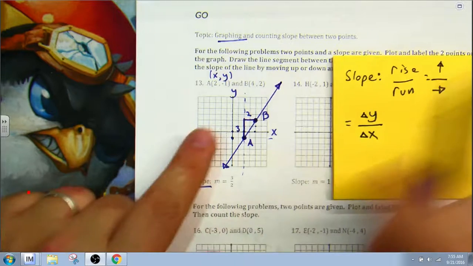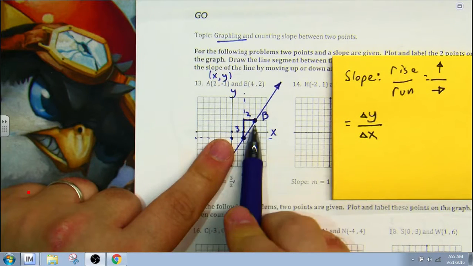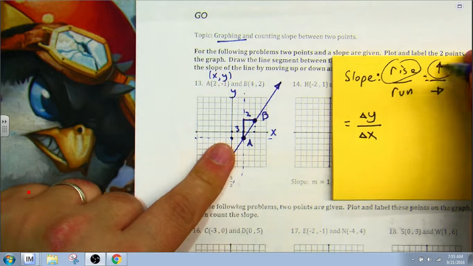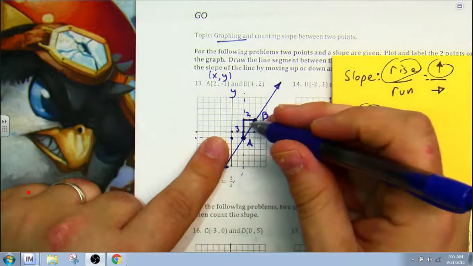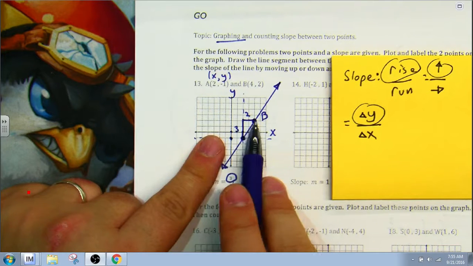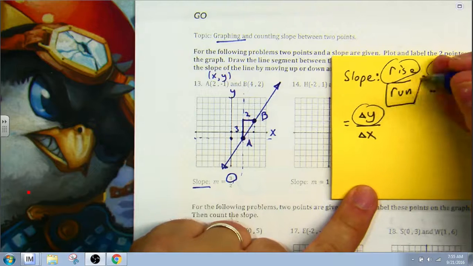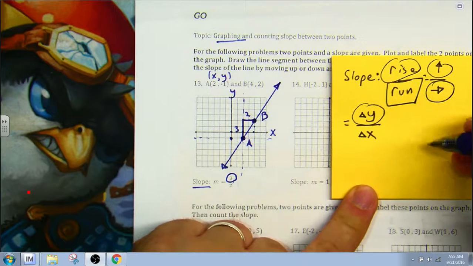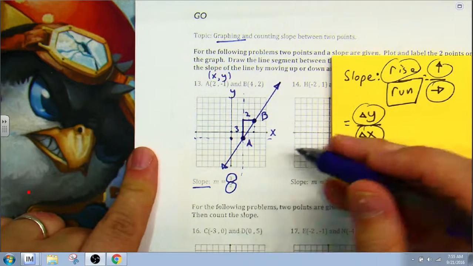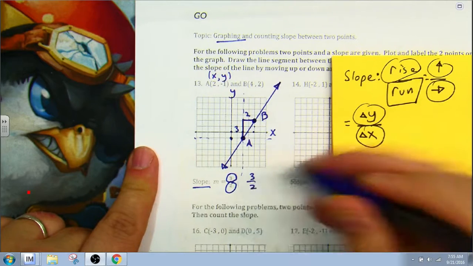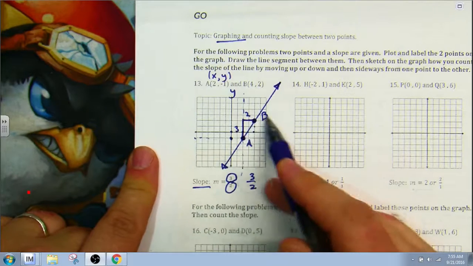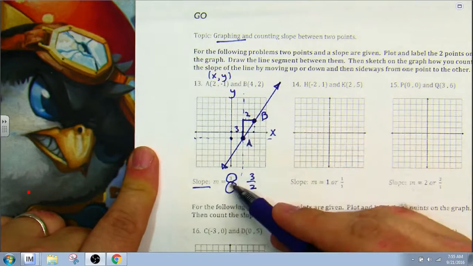So to do this, I see that A to B, I have to go up 3. So my rise, my upward motion, my change in y is 3. And I see to go from A to B, I have to go over 2. 2 is my run. 2 is my left and right motion. 2 is my change in x. So we would say that the slope of this is 3/2, which it tells us. But what I want to see from you on these is that you're making the visual connection that 3, 2 is how we get that 3/2.